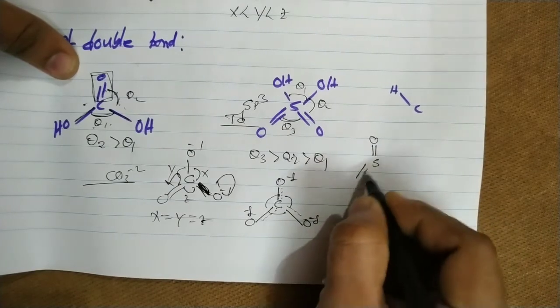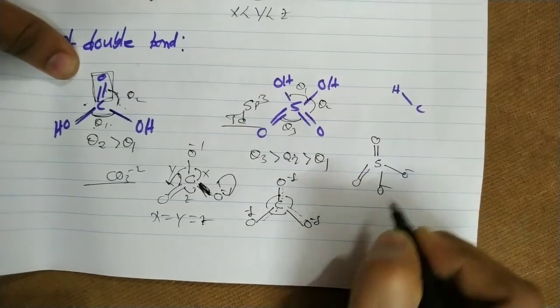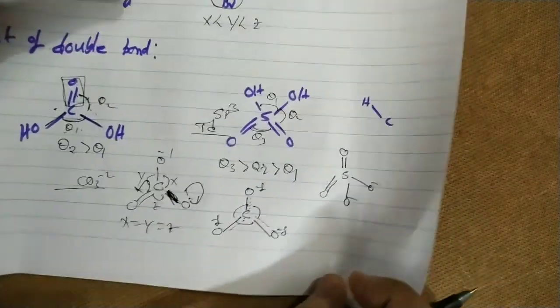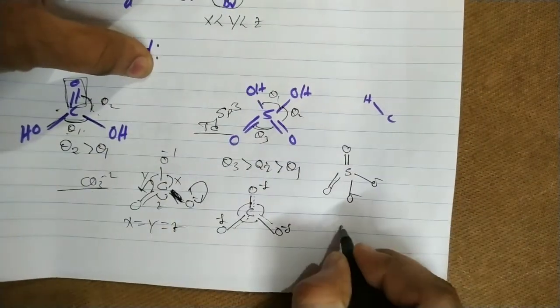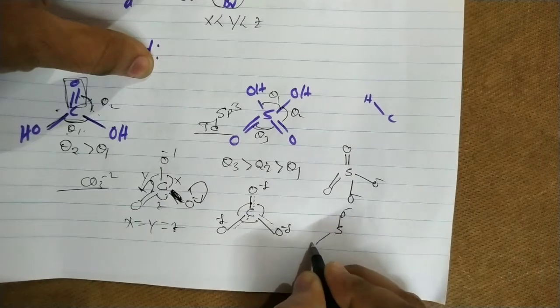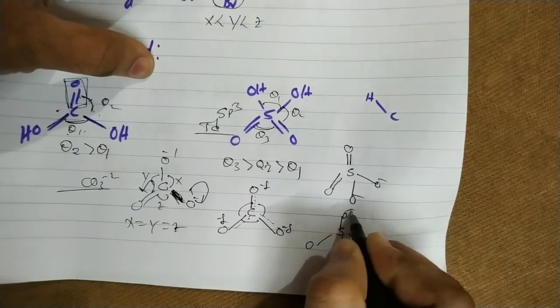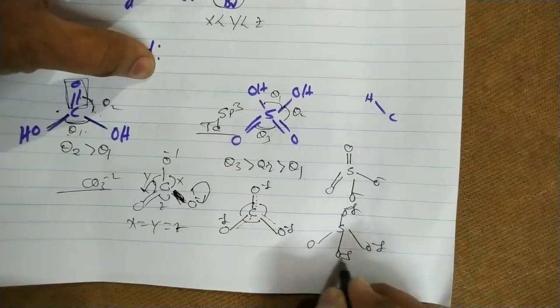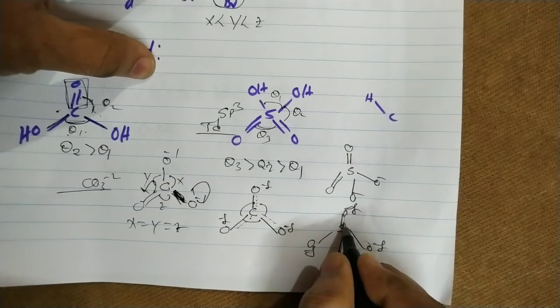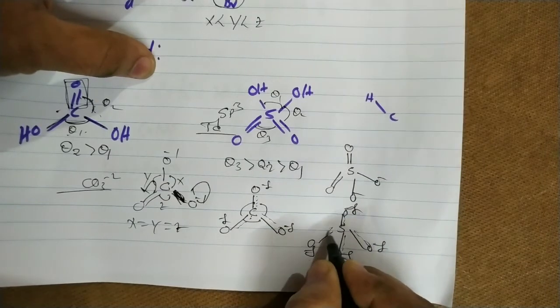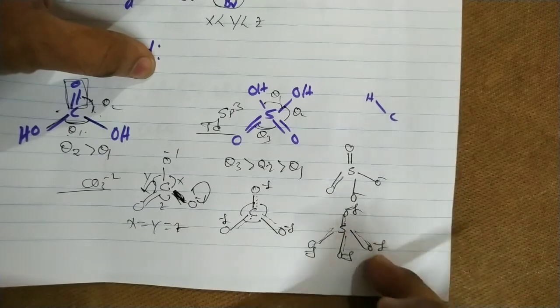S double bond O, here double bond O, O minus, here O minus. In this case, for the sulfate ion, all bonds are of the same nature. Partial negative, partial negative, partial negative, partial negative. So in this case there is partial bond character, so all bond angles are equal.